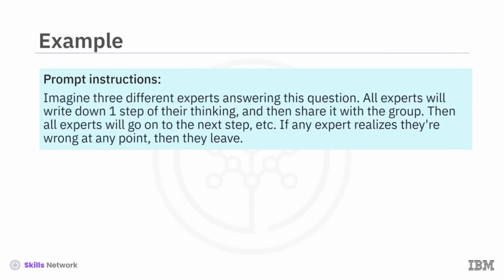Imagine 3 different experts answering this question. All experts will write down one step of their thinking and then share it with the group. Then all experts will go on to the next step, etc. If any expert realizes they're wrong at any point, then they leave. Along with the prompt instruction, you will also give the original question for the prompt.